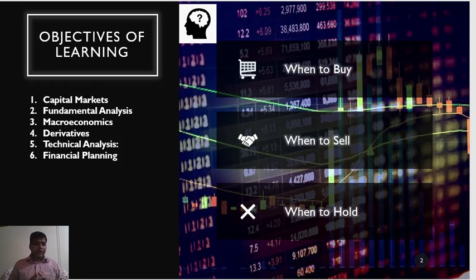And the secondary market is where already issued securities are traded between investors. So the NSE and the BSE, National Stock Exchange and the Bombay Stock Exchange, are examples of the secondary market, where all listed companies trade securities for the investors.